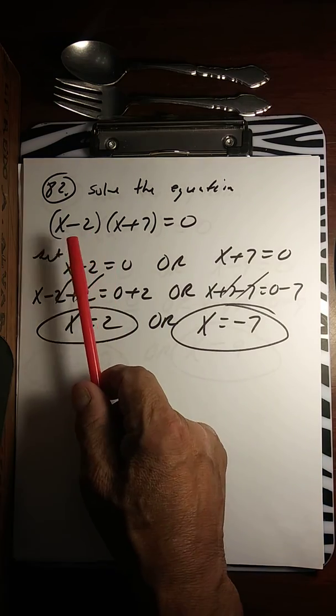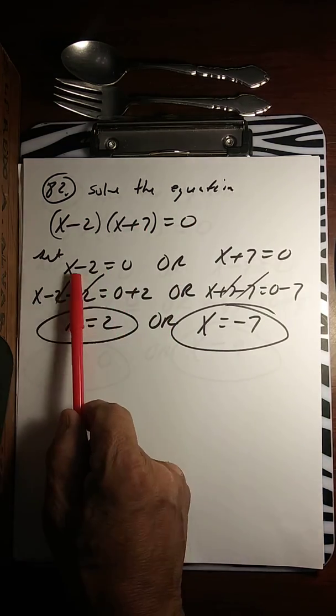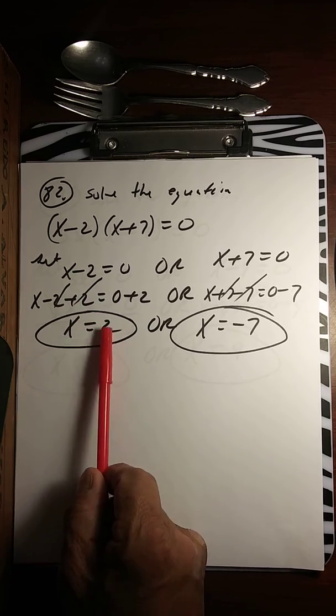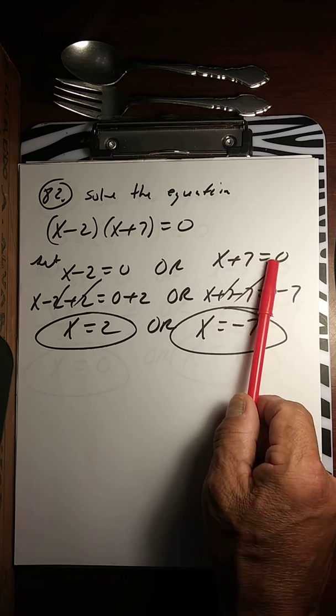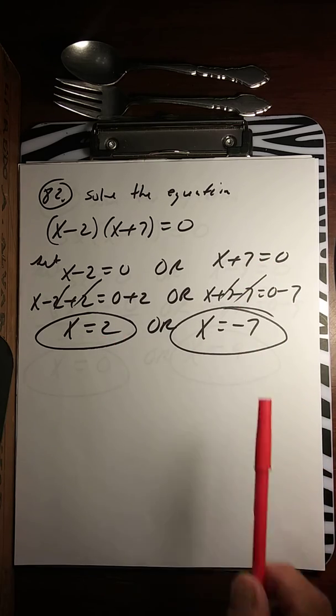Solve the equation. X minus 2, x plus 7 equals 0. So that one's 0 or that one's 0. So that one equals 0, work it out. So add 2, so x is 2. And this one, x plus 7 is 0, minus 7, so x is 2 and minus 7.